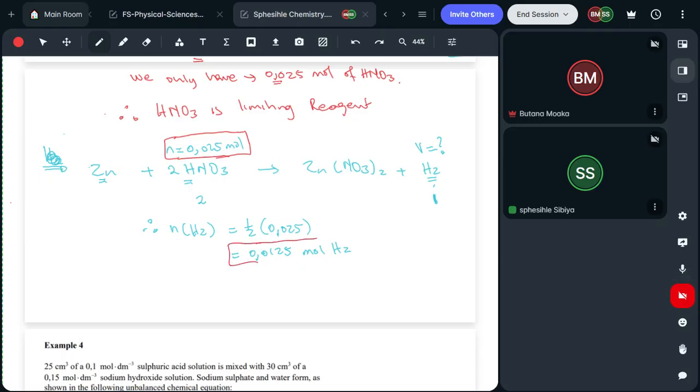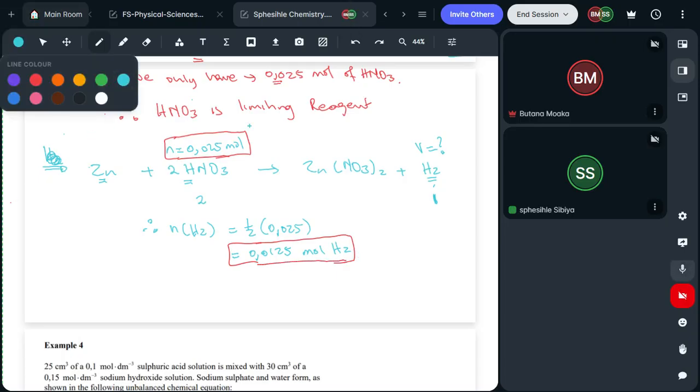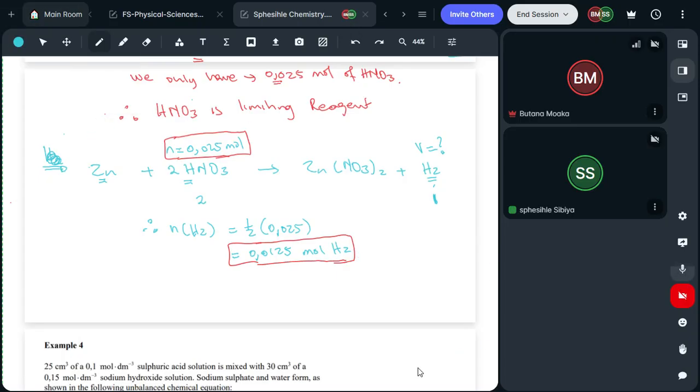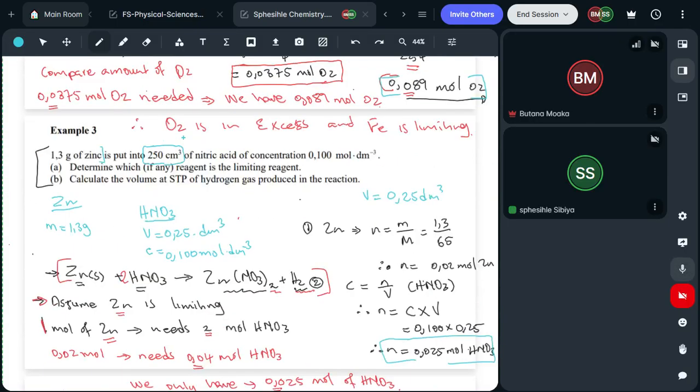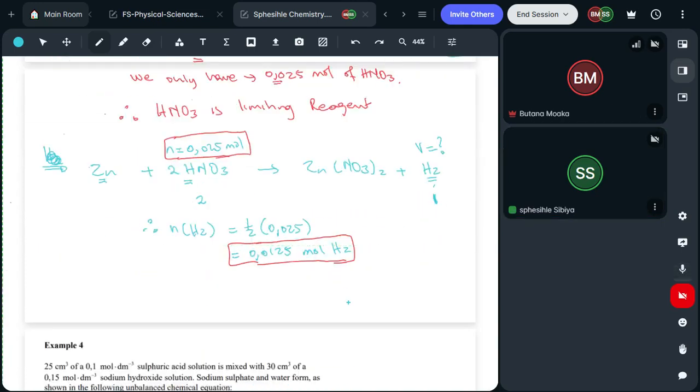I'm just going to put it in a block so that we highlight this. This is what I have so far. If I go back to the statement, they said to calculate the volume at STP for hydrogen gas. We just need the number of moles. Remember, 1 mole of H2 is going to occupy 22.4 decimeter cube volume at STP. Do you still remember that?